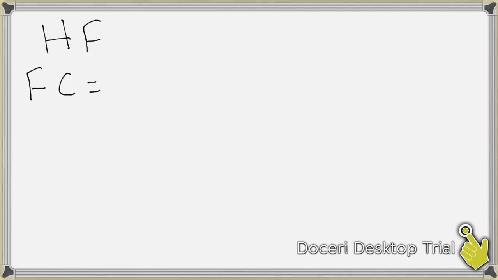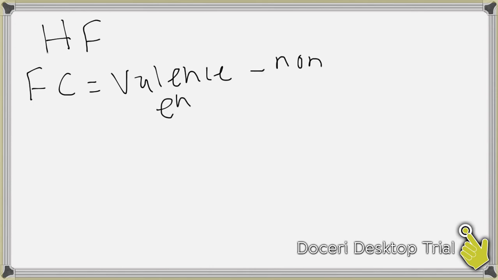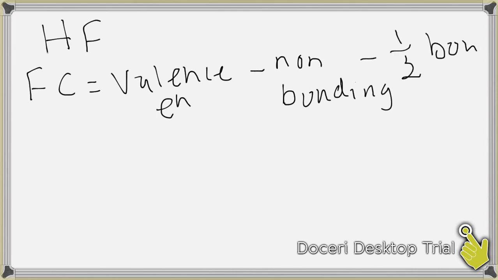Formal charge equals number of valence electrons minus number of non-bonding electrons minus half of the bonding electrons. So for HF, I'm asking what is the formal charge for fluorine? The Lewis structure of HF is like that, with one bond and lone pairs.